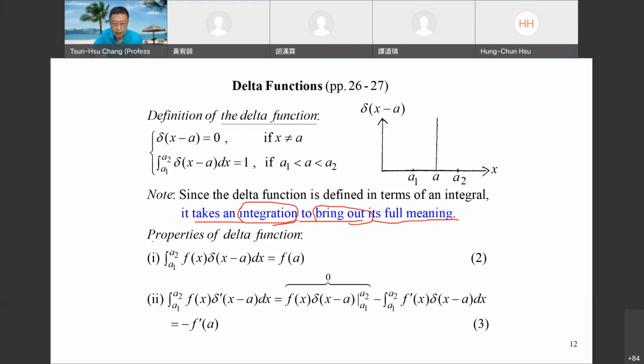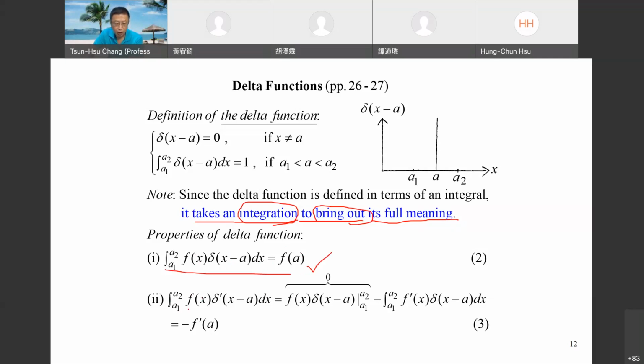Let's move on to the property of the delta function. If we have a function f of x and delta of x minus a, what will happen? a is somewhere between a1 and a2. After integration, it is 0, 0, 0, 0 except when x equals a, where we have a value. So we get f of a. This one is easy.